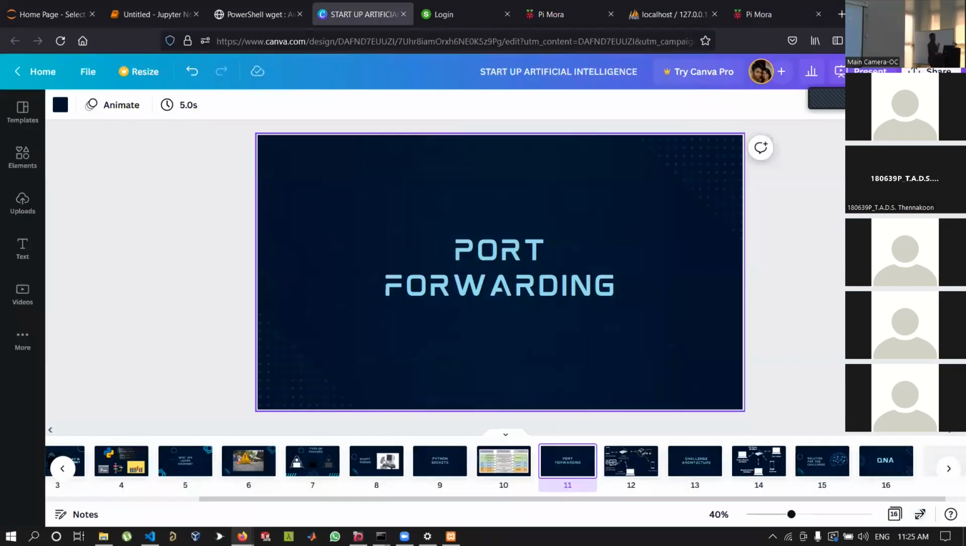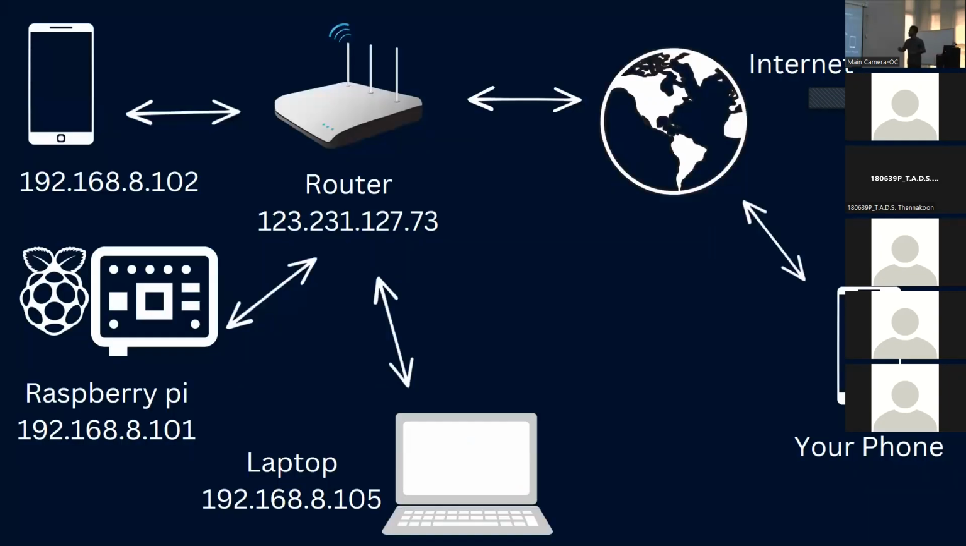Okay, the topic is port forwarding. Now, this is the Raspberry Pi. Now, our router. The router is this white color one. The Raspberry Pi is connected to the white color router. Then, inside that router, there are many clients, a phone, a laptop maybe. And if they type in this IP address, they can see the website.